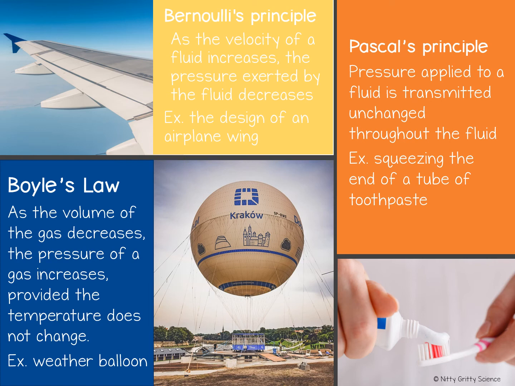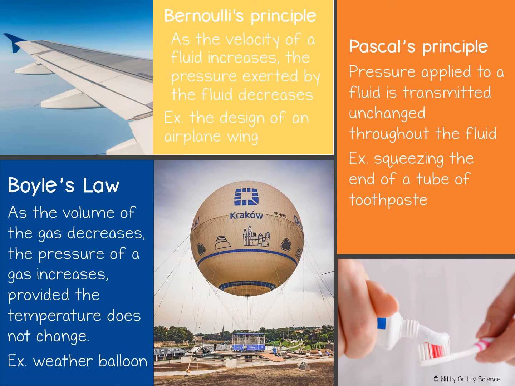One way to demonstrate Bernoulli's principle is to blow across the top of a sheet of paper. The air above the sheet of paper is moving faster than the air under the paper, creating a low pressure area above the paper, so the paper will rise. This principle is used when designing wings for an airplane.